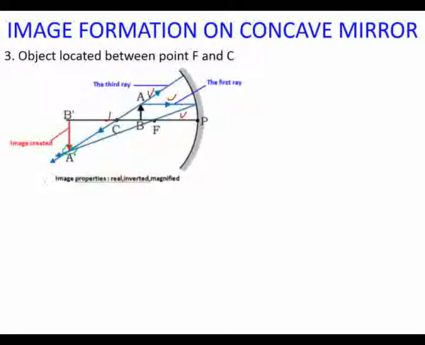And as you can see, the image created is inverted. And because the image is located in front of the mirror, the properties of the image are real, inverted, and the size of the image is bigger than the object, so we can say magnified. So the image properties are real, inverted, and magnified.